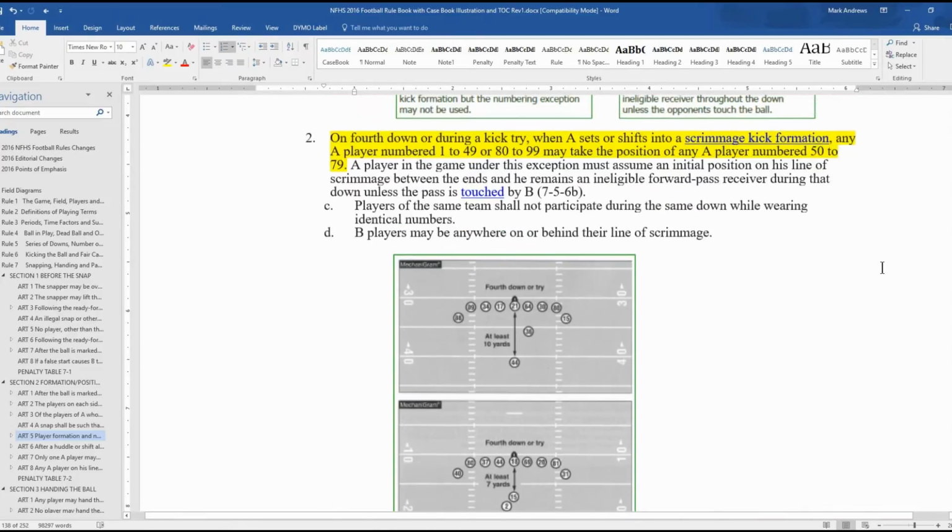On 4th down or during a kick try, when A sets or shifts into a scrimmage kick formation, any A player numbered 1 to 49 or 80 to 99 may take the position of any A player numbered 50 to 79. So if we're in a scrimmage kick formation, the requirement for 5 linemen to be on the line of scrimmage numbered 50 to 79 is no longer true.